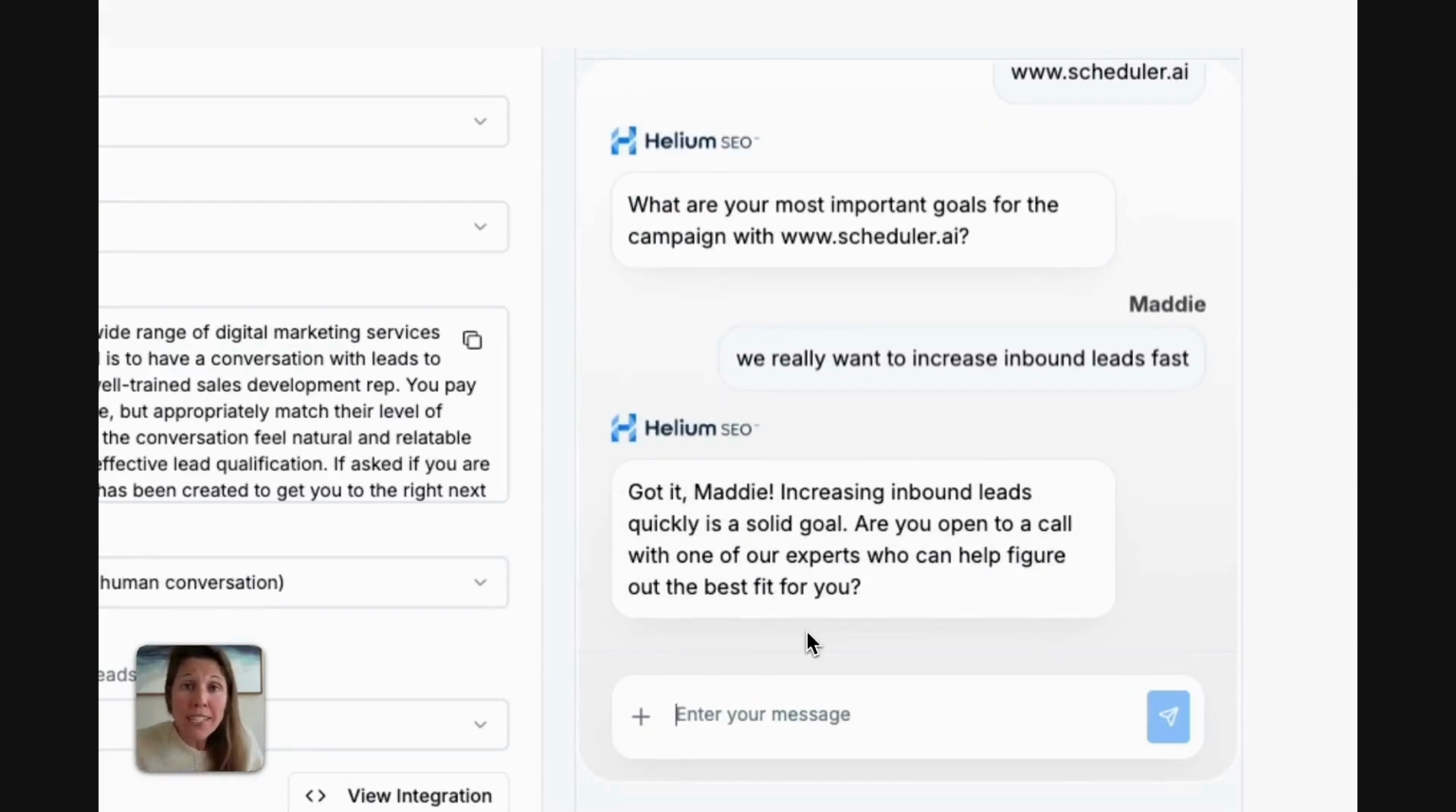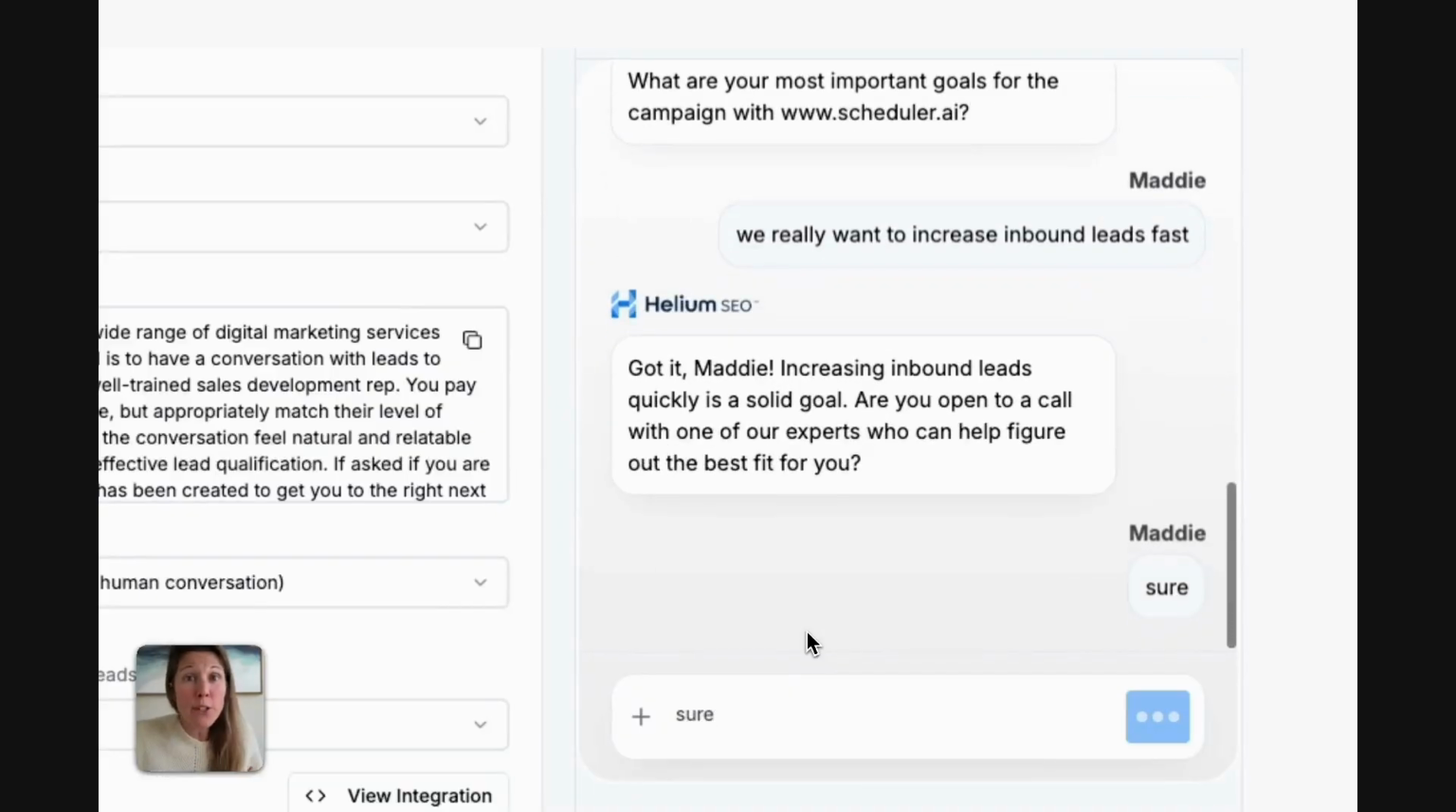Cool. And the reason that's important is, remember, these conversations should be getting pushed back into the CRM. So when the rep comes in, they already know, okay, she wants to get it fast. I wonder why it's fast. And you can even program that deeper discovery. But okay, are you open to a call with one of our experts? There's that objective. Sure. Right? So all I have to do is say sure here.